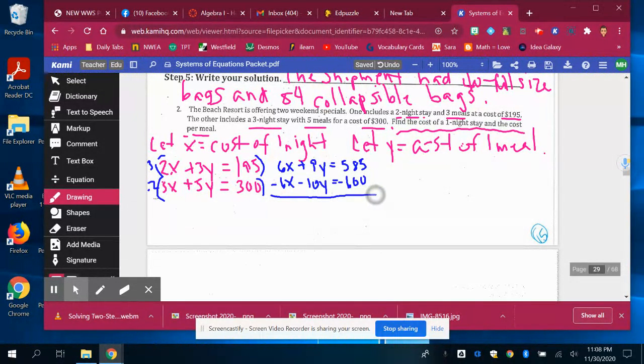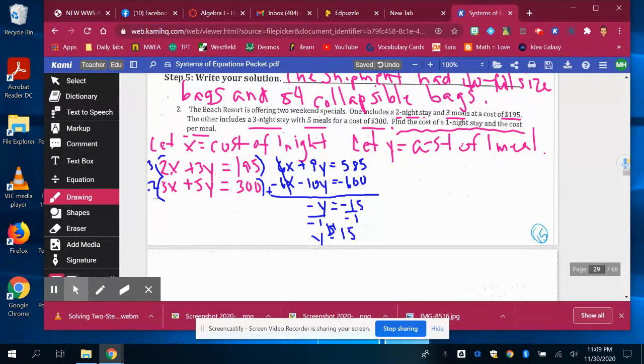Now I can take those equations and add them together. 6x plus a -6x gives me 0. 9y minus 10y gives me -y. 585 minus 600 gives me -15. I can't have a -y, so I'm going to divide by -1, and I get y equals 15. So back up to my top, y is the cost of one meal. So this $15 is the cost of one meal.